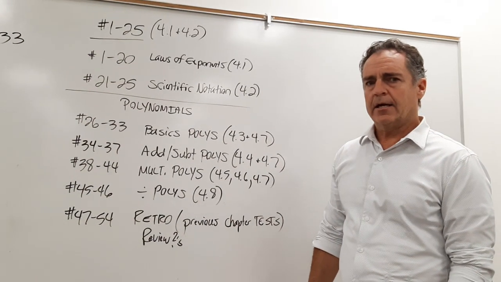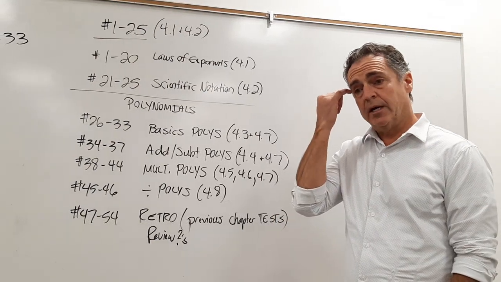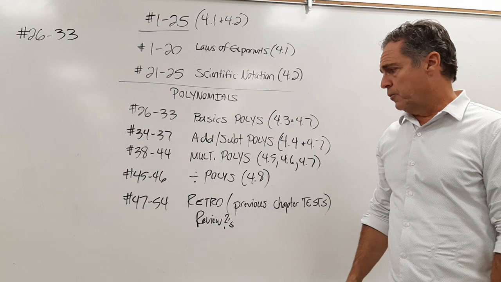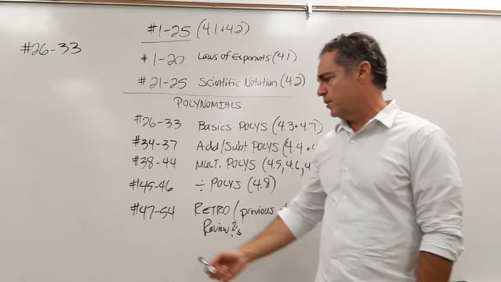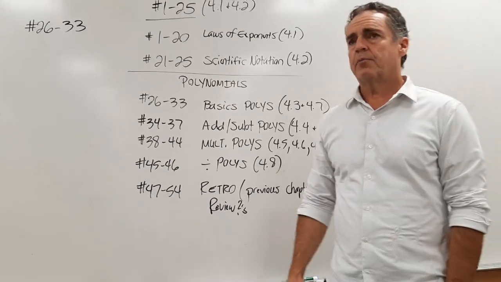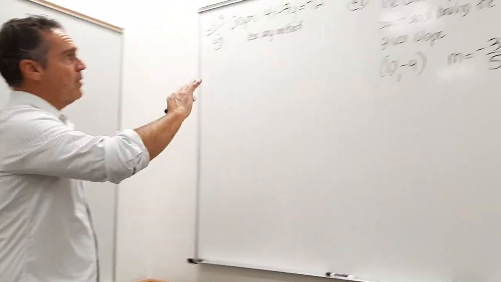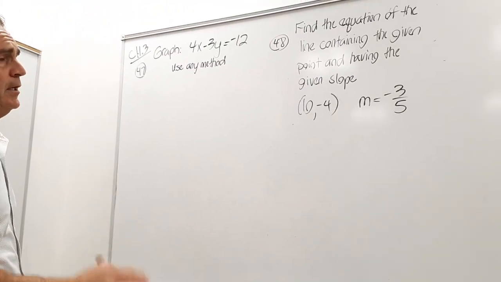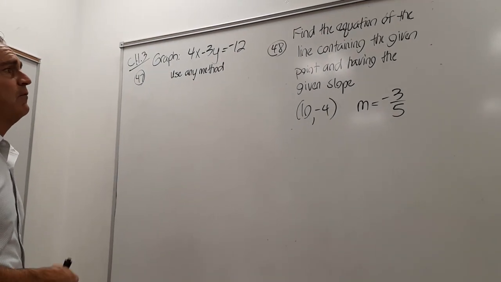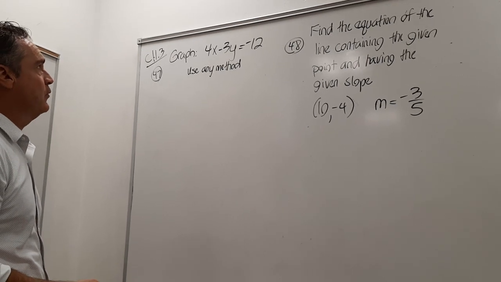All right, guys, this is a long video, but we're trying to make sure we're there to help you, and you obviously can go through this and pick your poison in different spots. We are now going to cover 47 through 54, the retro problems, the review problems from previous tests. On this board right here, everything is from chapter 3. And chapter 3 was all about lines, graphing, finding the equation, finding slope, finding intercepts, those kind of things.